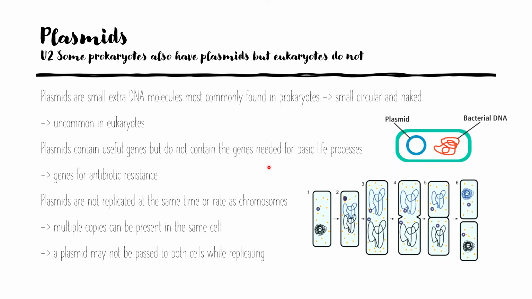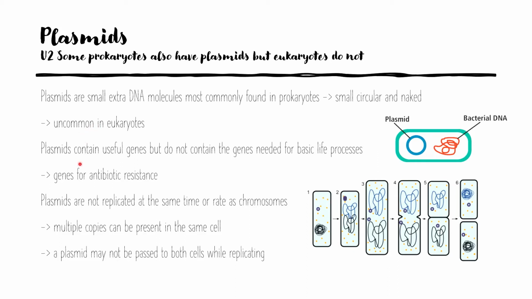Plasmids, understanding 2. What is a plasmid? Well, a plasmid is a small extra DNA molecule, which is most commonly found in prokaryotes. They are small, circular, and naked in structure. You can see that right here. Plasmids, their presence is quite uncommon in eukaryotes.